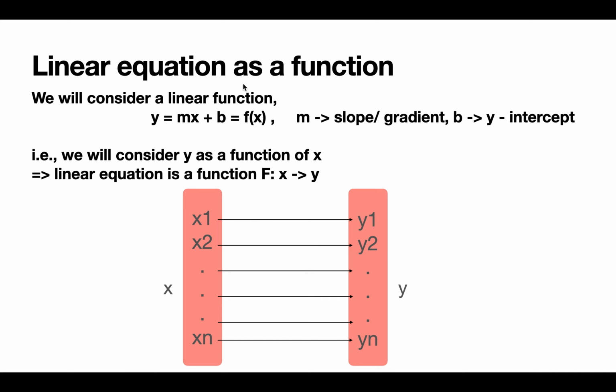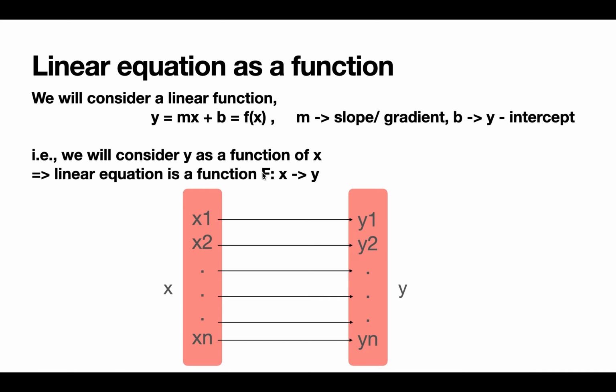Next, you may have learned linear equations in your 10th grade. We can express a linear equation as y is equal to mx plus b, where y is a coordinate in the Cartesian plane, b is the y-intercept, and m is the slope. While we are considering linear equations as a function, we'll consider y as f of x. That means it's a function f, a function of x.